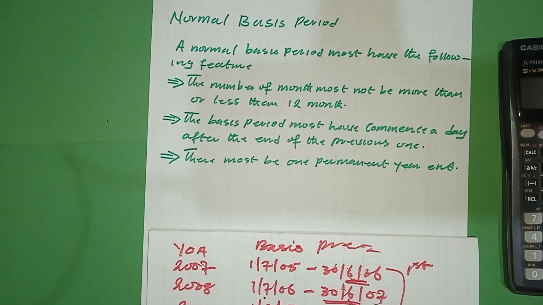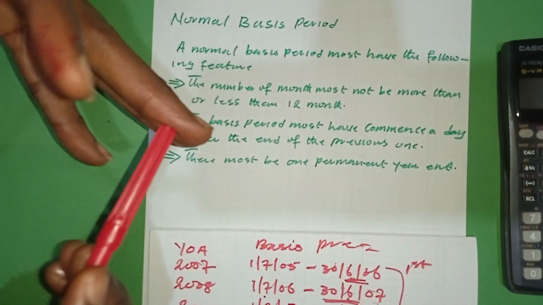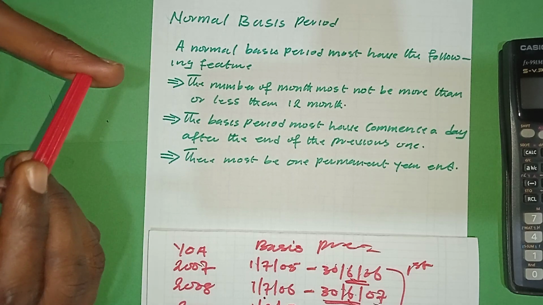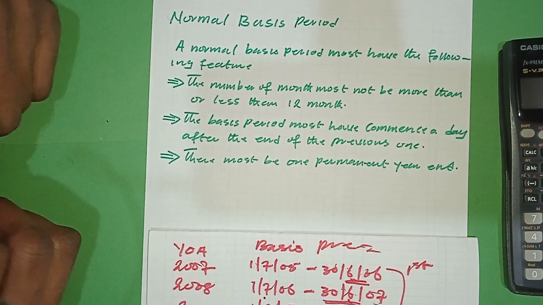Then the last one is cessation. We all will cease someday. Death, cessation. So it is commencement, change in accounting date, and cessation that will make the abnormal basis period come into place. Without that, we will not have any abnormal basis period. But we are going to be discussing that in our next lesson.